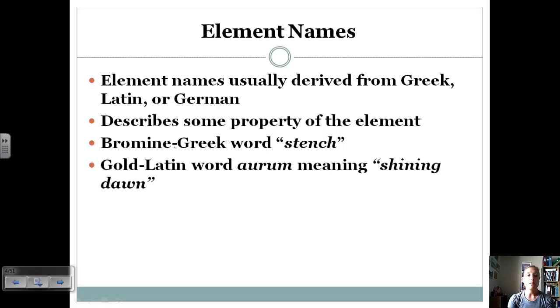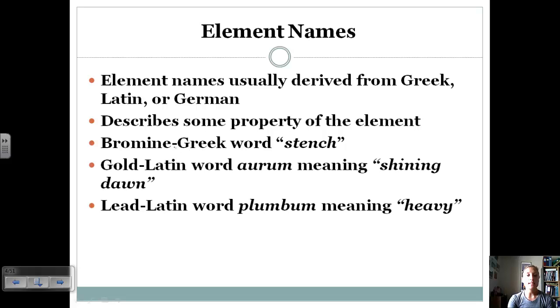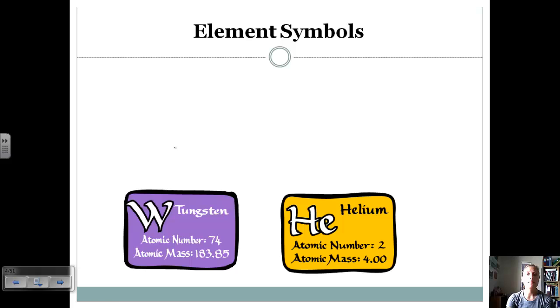Gold is the Latin word aurum, meaning shining dawn. Gold's really shiny, it looks like the sun, those kind of things. And lead is the Latin word plumbum, meaning heavy. Lead is a very heavy element.